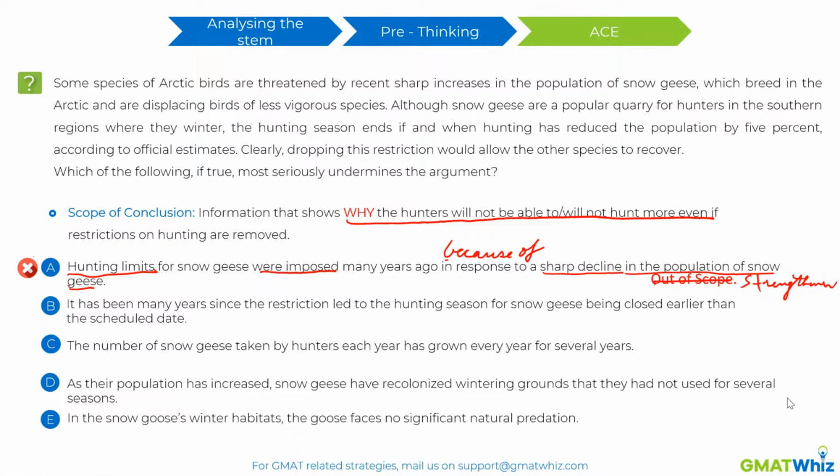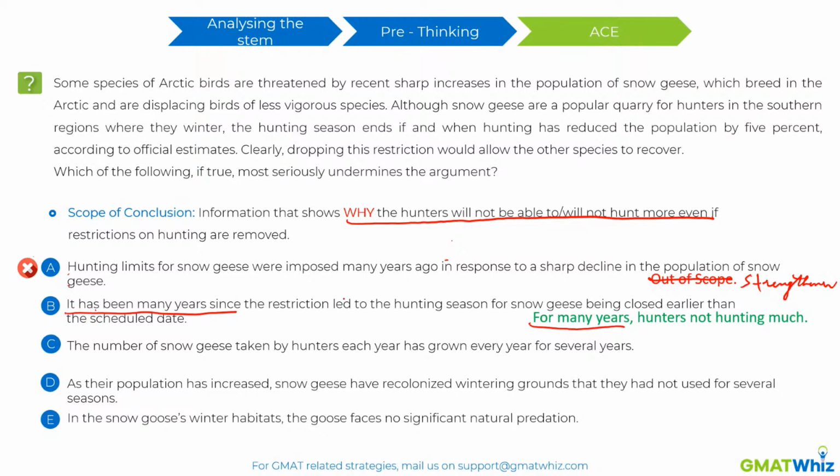Now, B. If you simplify B, guys, a lot of us don't simplify the answer choices enough, and that can be a reason why we don't get the correct answer. B says, it has been many years since the restriction led to the hunting season for snow geese being closed earlier than the scheduled date. So basically, we are saying that for many years, the restriction has not led to the hunting season being closed earlier.